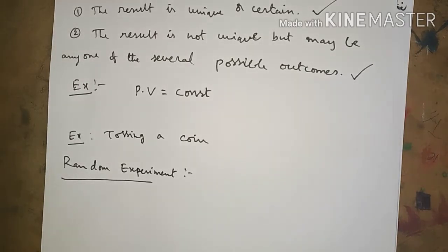What is meant by elementary events? The outcomes are known as elementary events. The set of outcomes is called an event. A set of outcomes is known as an event.